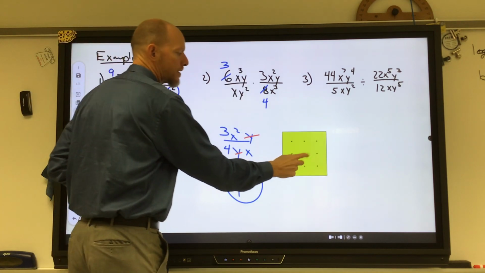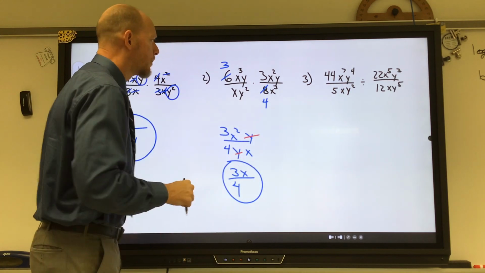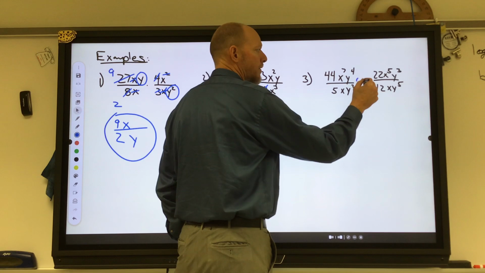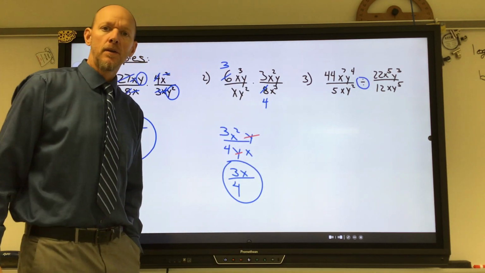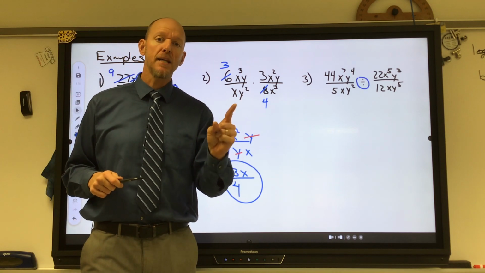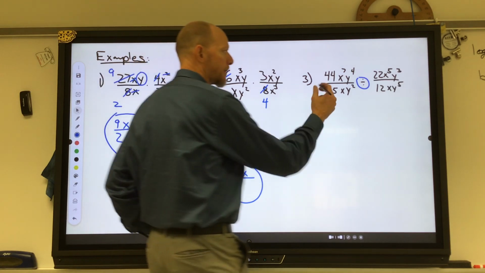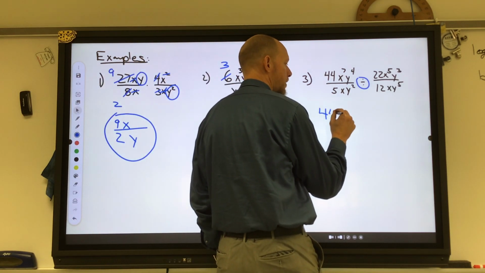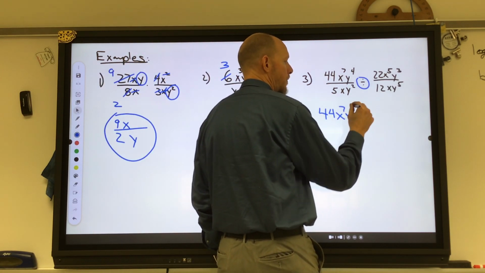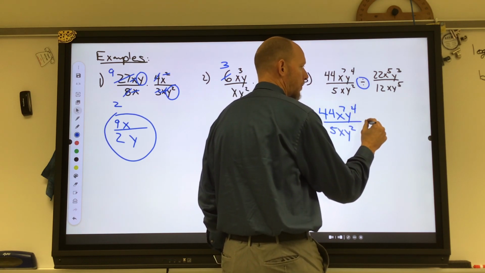But now let's go on to this final example. In the final example, we have something significantly different in the fact that we have division. So what I have to remember is dividing by anything is the same thing as multiplying by its reciprocal. So my first thing I'm going to do is switch this expression to multiplying by the reciprocal.